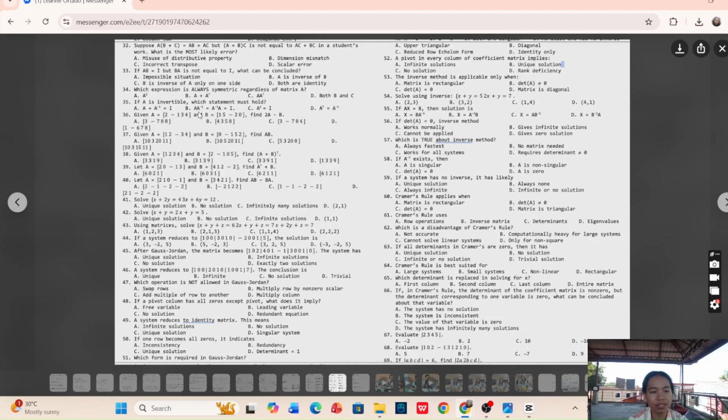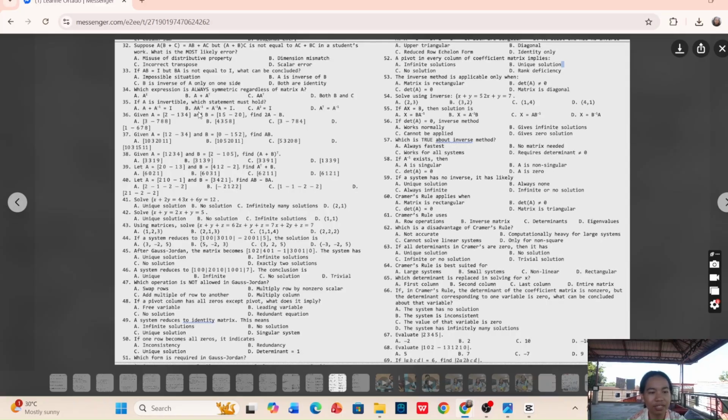Number 38 question, given matrix A equals 1, 2, 3, and 4, and matrix B equals 2, minus 1, 0, 5, find (AB) raised to T. The correct answer by applying the right formula is letter B. After adding and transposing, the result matches option B. It's more like adding and then transposing.